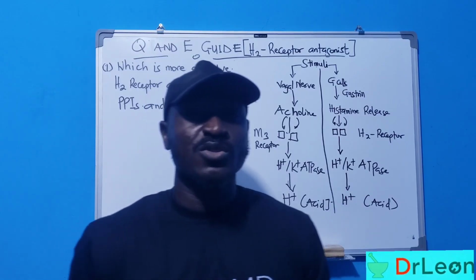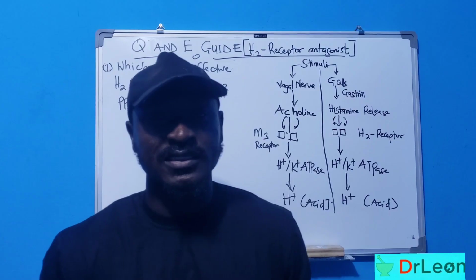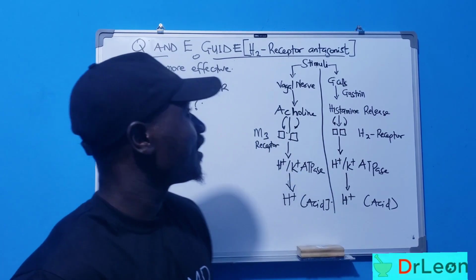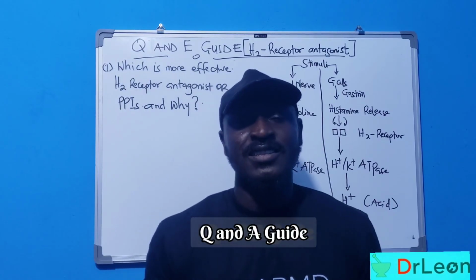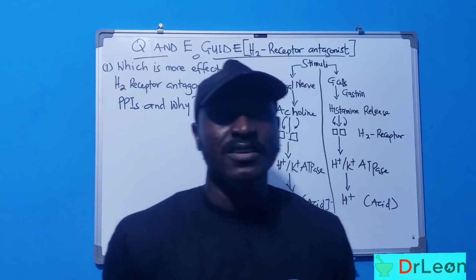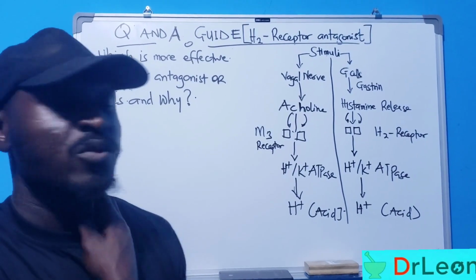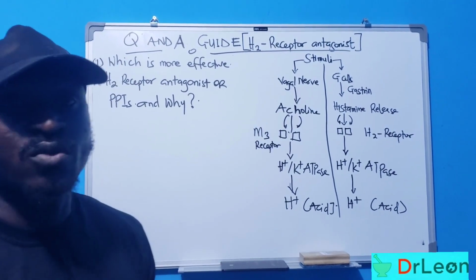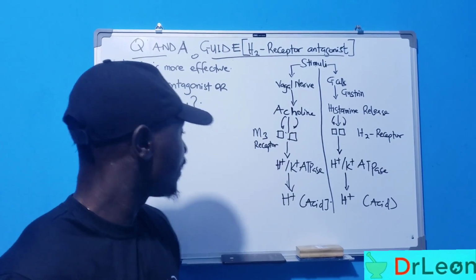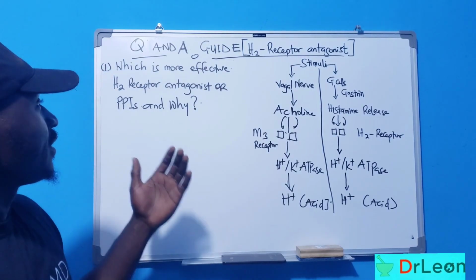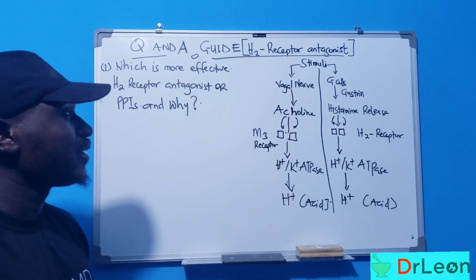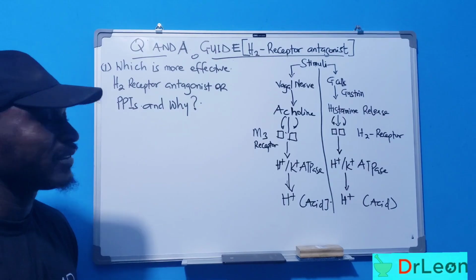Today we are going to continue with the rest of the anti-ulcer agents, but in this series we are going to make use of a question and answer guide to discuss the other classes of anti-ulcer agents. Thank you, let's go. So we will start with the H2 receptor antagonist. We've already done the proton pump inhibitors. So the first question is, between H2 receptor antagonist and PPI, which one is more effective and then why?